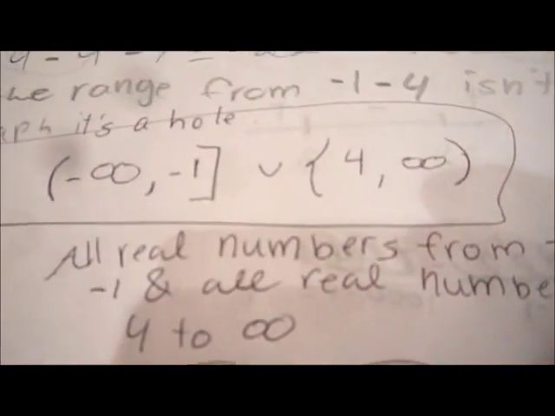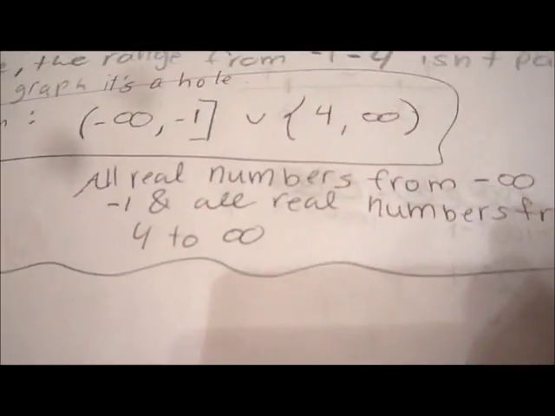So this is your range. And verbally, this basically just says all real numbers from negative infinity to negative 1, and all real numbers from 4 to infinity. Okay? So that is your range. And that is how you solve quadratic.